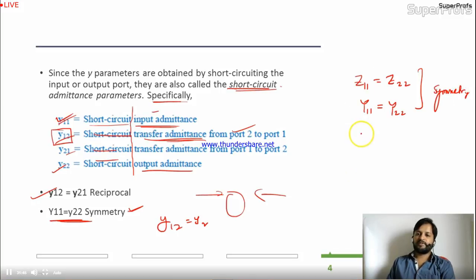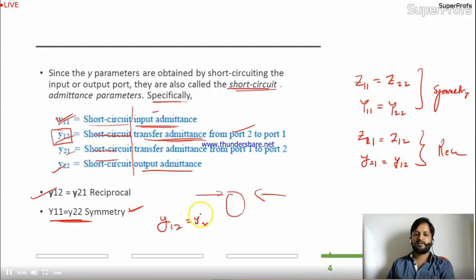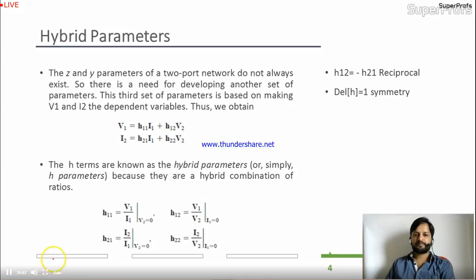What about reciprocity? For reciprocity, Z21 will be equal to Z12, and Y21 equal to Y12. This is the reciprocity. Is it clear to you? Come to the H parameters now. This is the hybrid parameter.